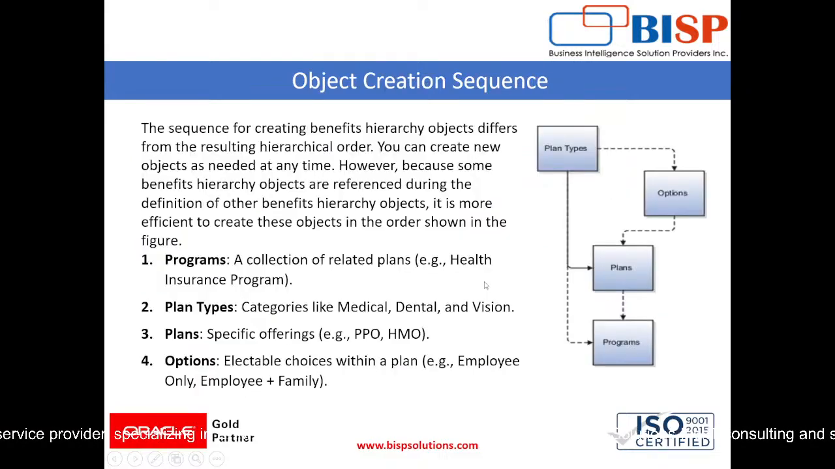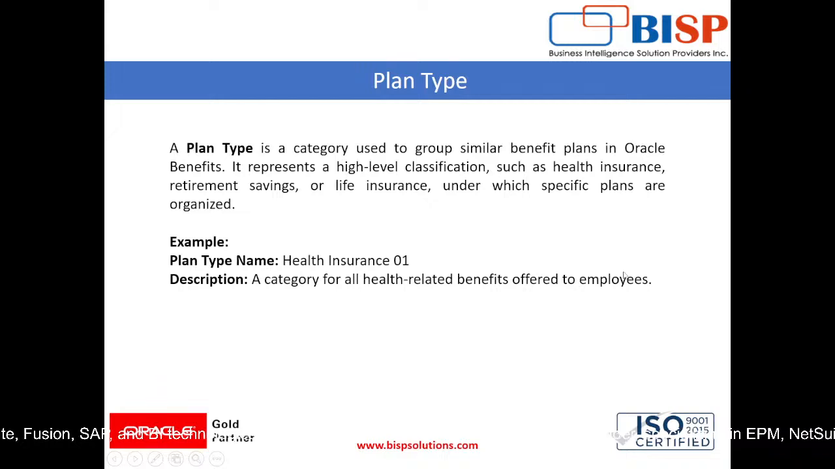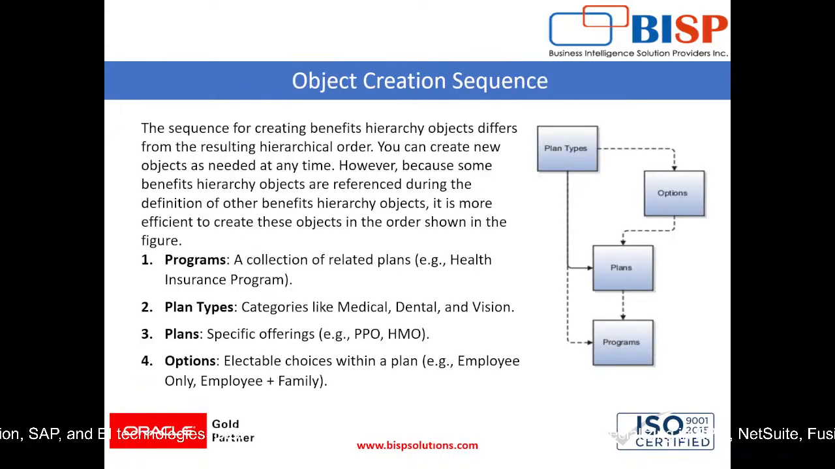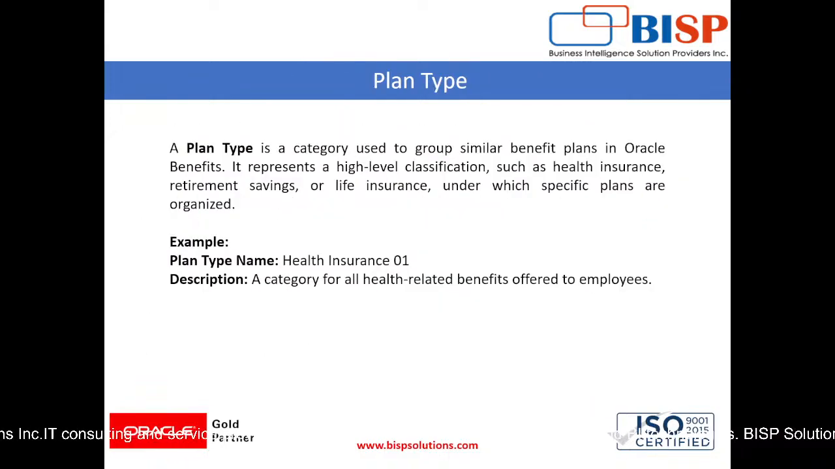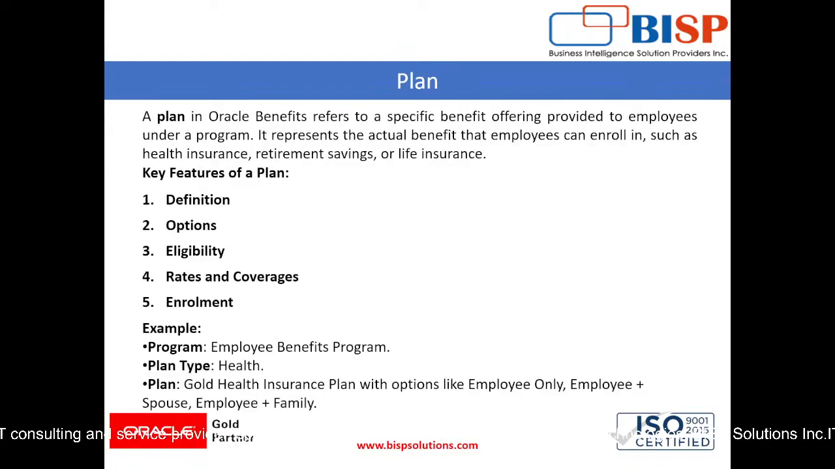Okay, then after that we saw the object creation sequence, in which the first thing we do is create a plan type, under which we create the options and we attach that plan type to the options. Then we have plans and then program. Then we understood each object, like what is plan type, then options, then plan.